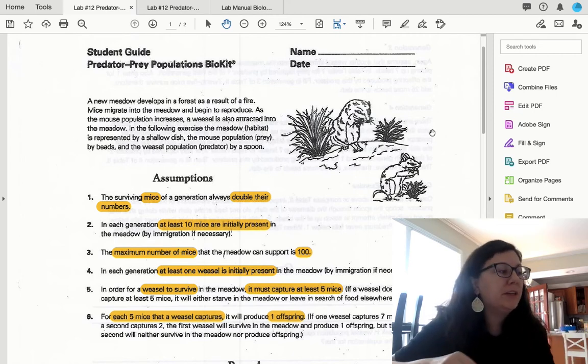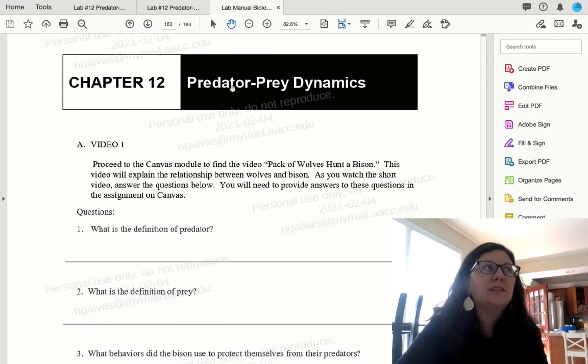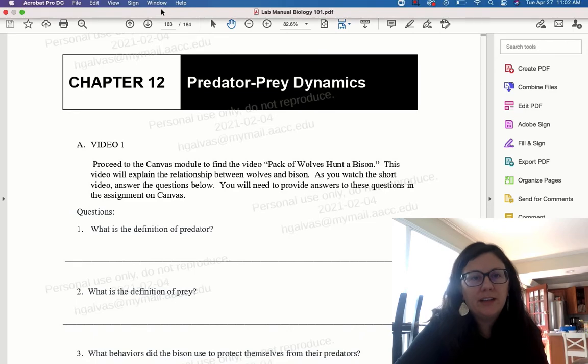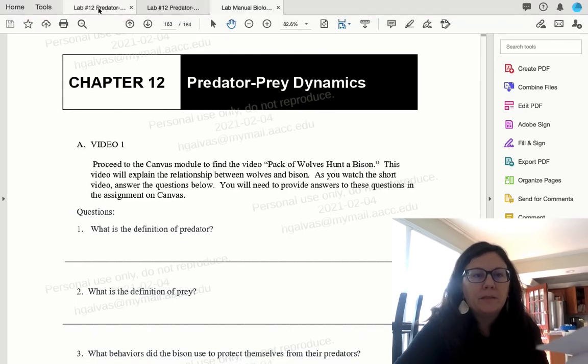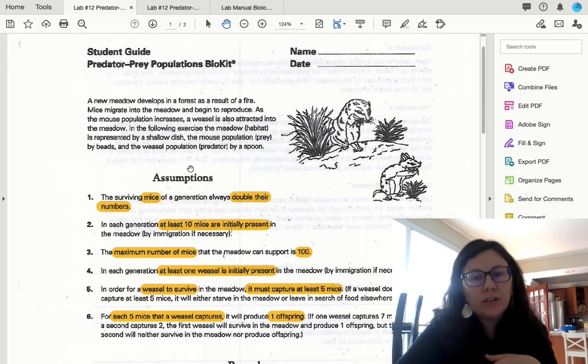This week we are doing chapter 12, and it doesn't relate in any way to the chapter we're doing in science in lecture. We are, I think, on chapter 14 now in lecture, but this is chapter 12, and it honestly has nothing to do with lecture. So what you're going to do is, if you have the same lab, this is Biology 101 at Anne Arundel Community College, in your Canvas module, your professor may put it somewhere else. My professor put it under announcements.